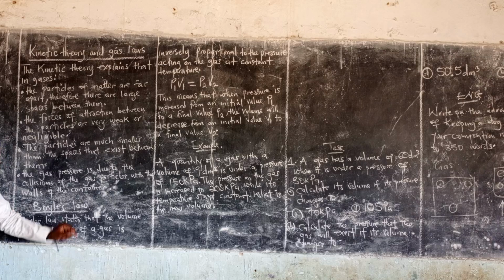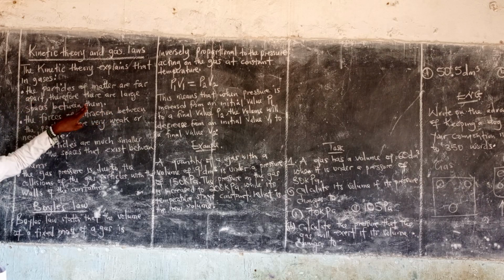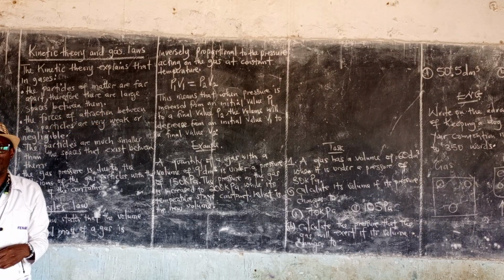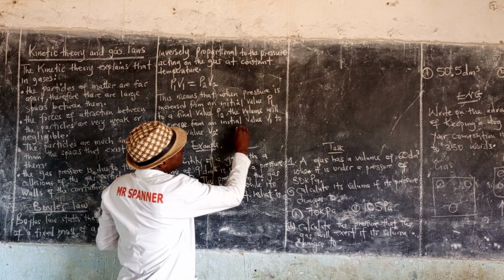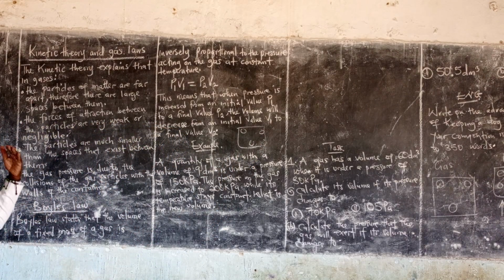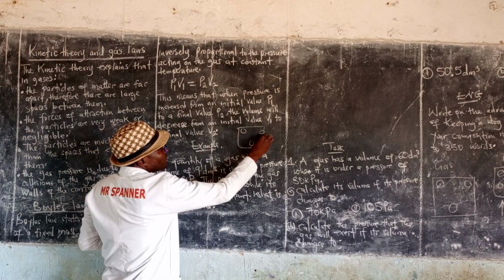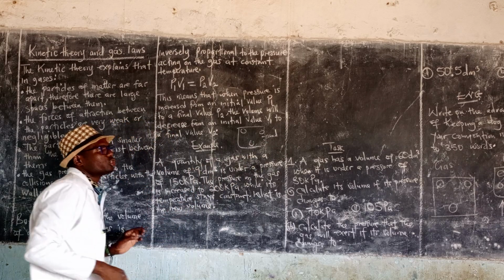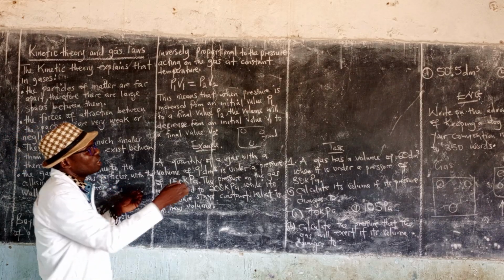So we're saying, according to the kinetic theory of gases, the particles of matter are further apart. Therefore, there are large spaces between them. That's what we're talking about: if this is a gas, when you look at the particles, how are they? Particles are further apart. As a result, there are much bigger spaces between them. That's why particles in gases are able to move at random motions. The forces of attraction between the particles are very weak and negligible. What does it mean?